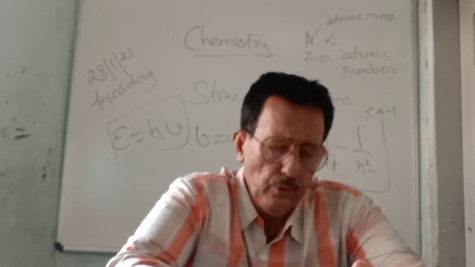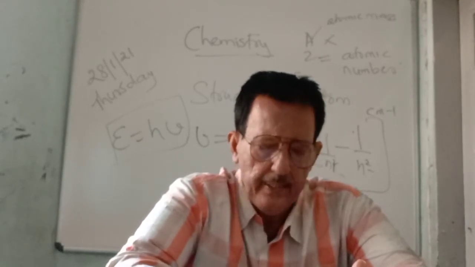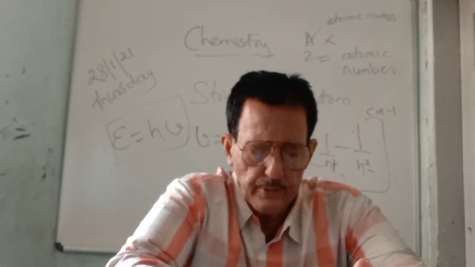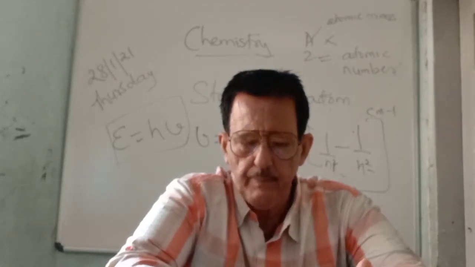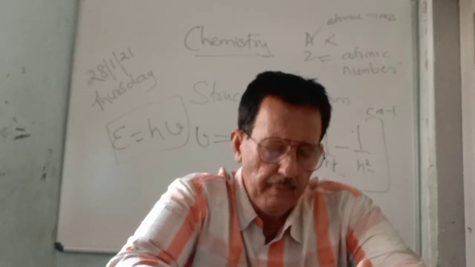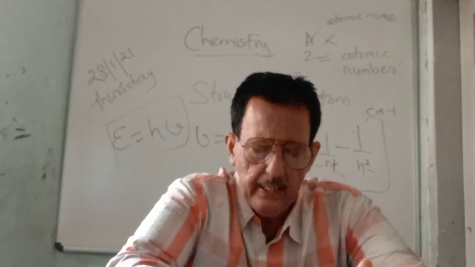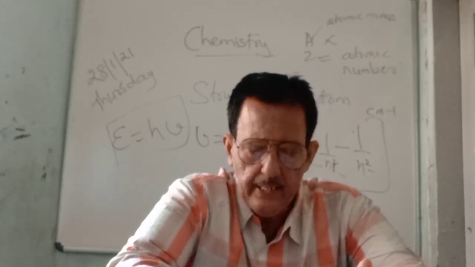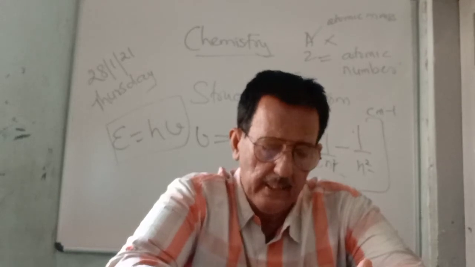Lead 208. Therefore the mass number will be 208. It will have 82 protons and 126 neutrons, and electrons will be 82. Chlorine 35. The mass number of chlorine will be 35. Protons will be 17, neutrons will be 18 and electrons will be 17. That is why we get 35.